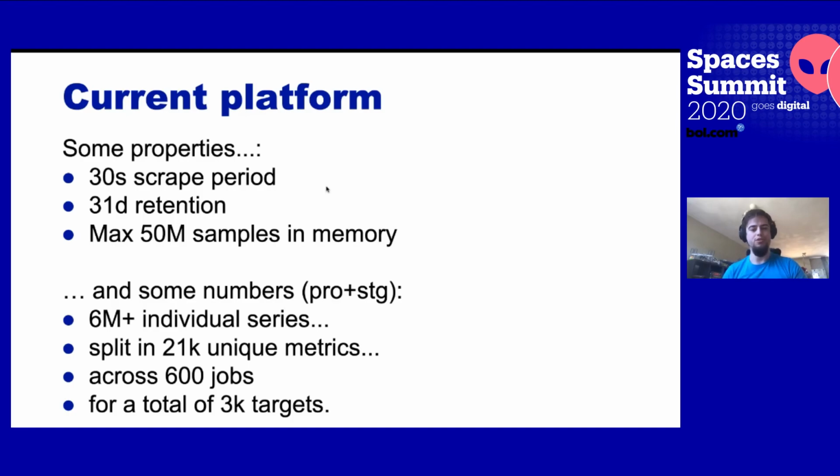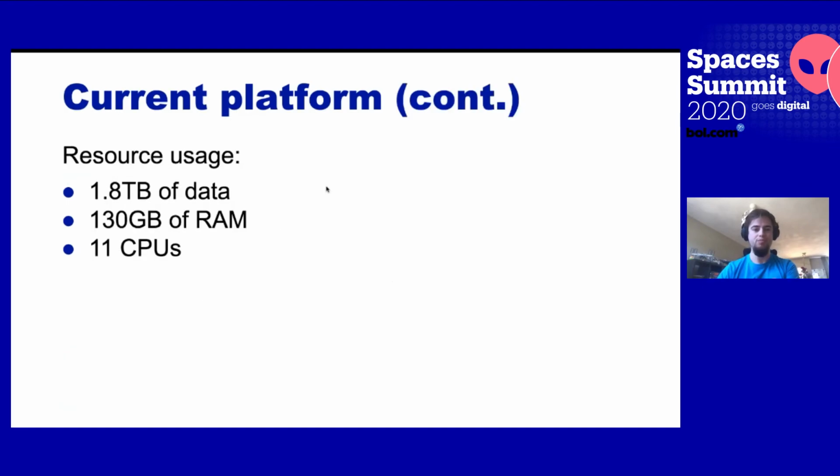If we take a look at the current platform, we store about 6 million individual series, and that's about 21,000 metrics. If you take a look at the amount of jobs and targets that this results to, it's 600 jobs. So on average, 5 targets per job. So if you look to Prometheus in, for instance, the up metrics, you can see that for every single job, we have about 5 ups.